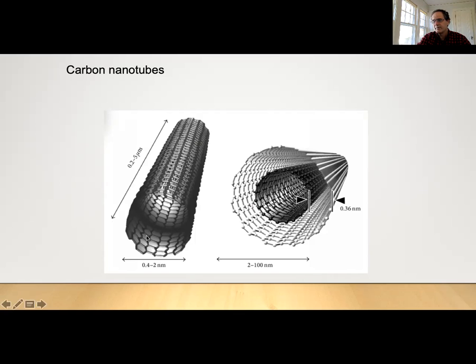Interestingly, you can have both single-walled carbon nanotubes and multi-walled carbon nanotubes. In this case, you have nested tubes, one inside of the other. That's sort of interesting too. When they're grown, you often get a combination of these two types, and then one needs to separate them.